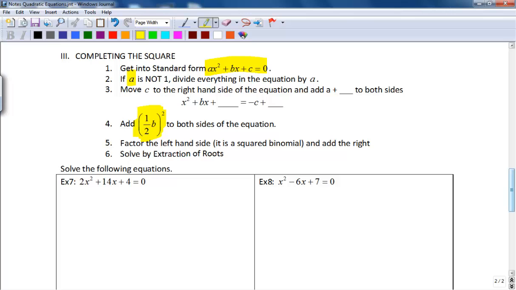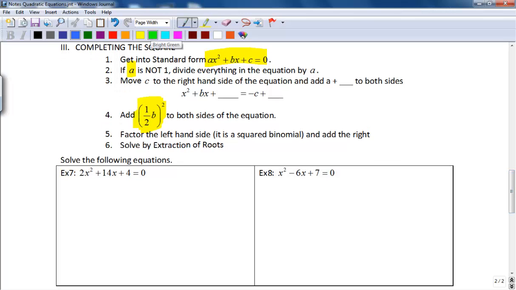All right, so let's take a look at doing this. Okay, step 1, get into standard form. Am I in standard form? I sure am. All my terms are on one side, equal to 0 on the other side. Step 2, if a is not 1, well, what is a? A is 2. Is that 1? Nope. Then I need to divide everything in the equation by a.